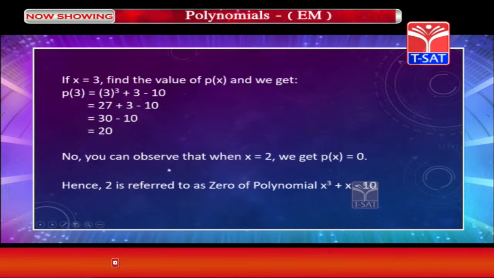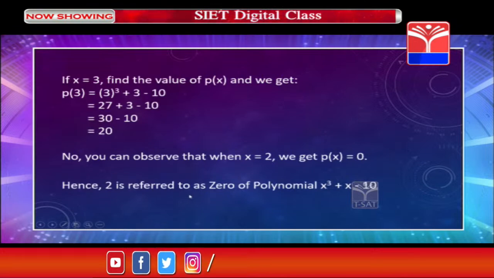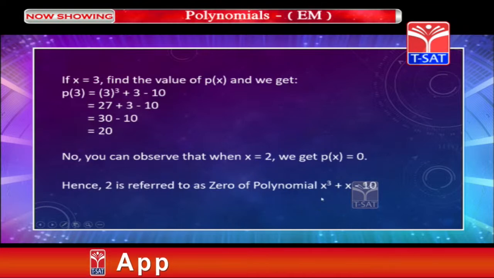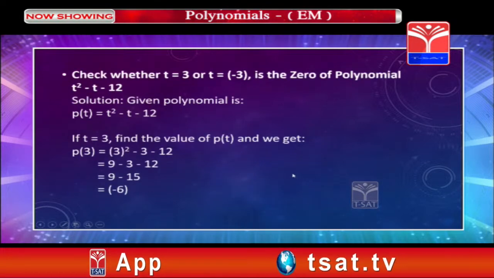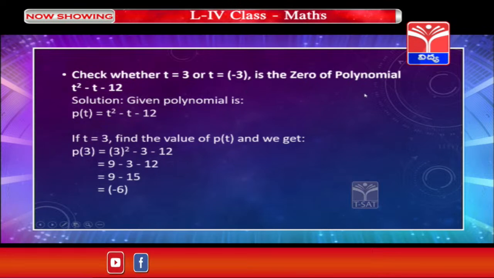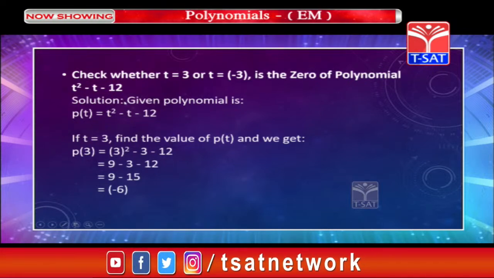So now you can observe that when x equals 2, we get p of x equal to 0, hence 2 is referred to as a zero of the polynomial x cube plus x minus 10. Clear? Okay. Now I am going to take one more example. Check whether t equal to 3 or t equal to minus 3 is a zero of the polynomial t square minus t minus 12.